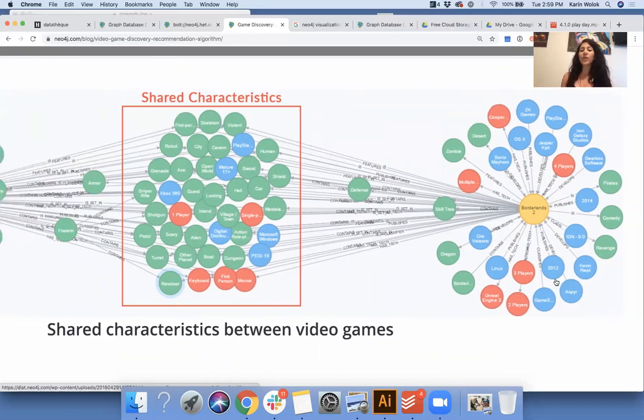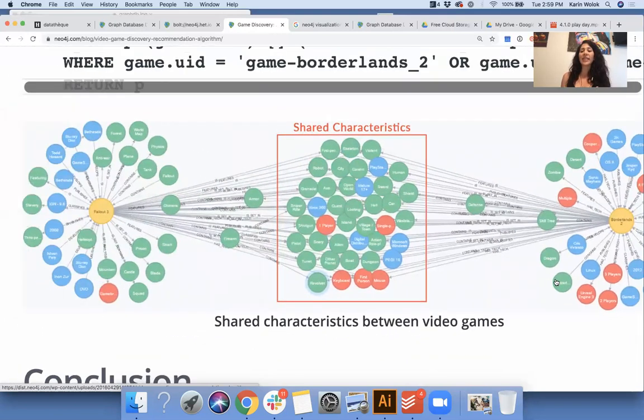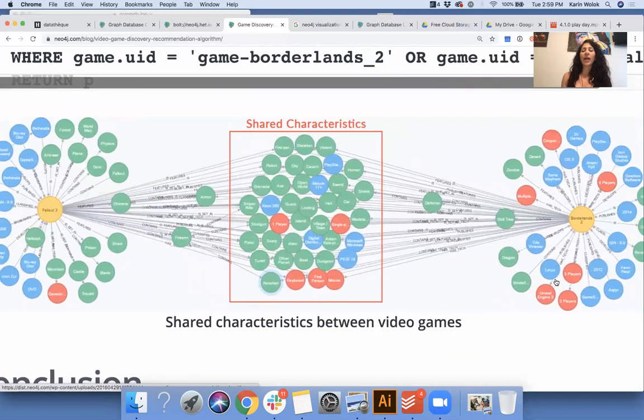Now, if you have a user that likes both of these games, and you want to understand who your user is, or find out what these two things have in common so you could find another game that has the most in common with these two games, just generally characteristics, like what do they have in common?